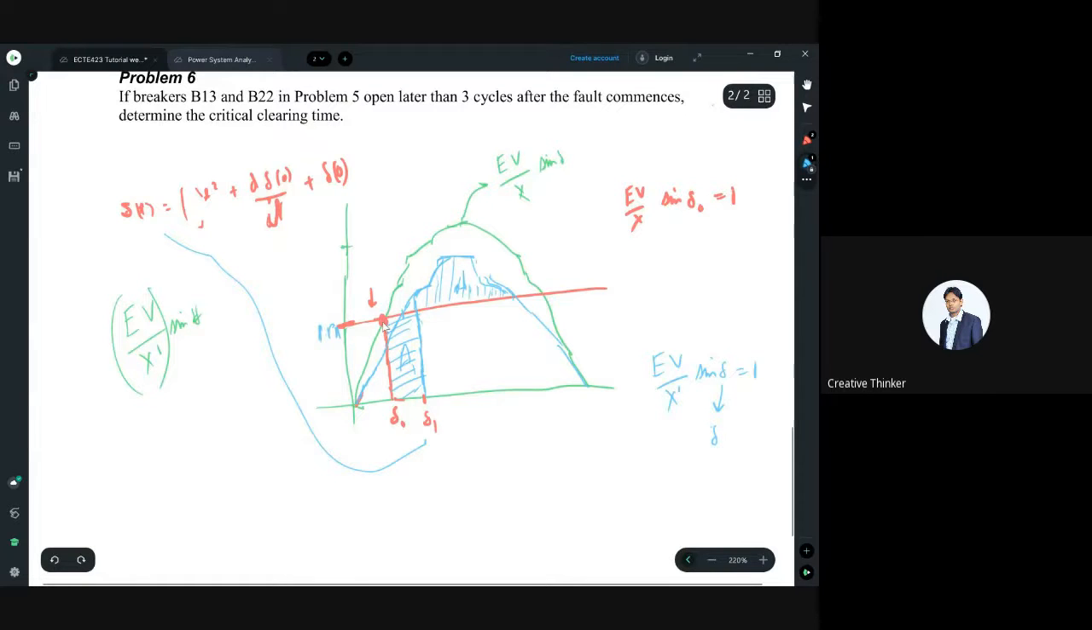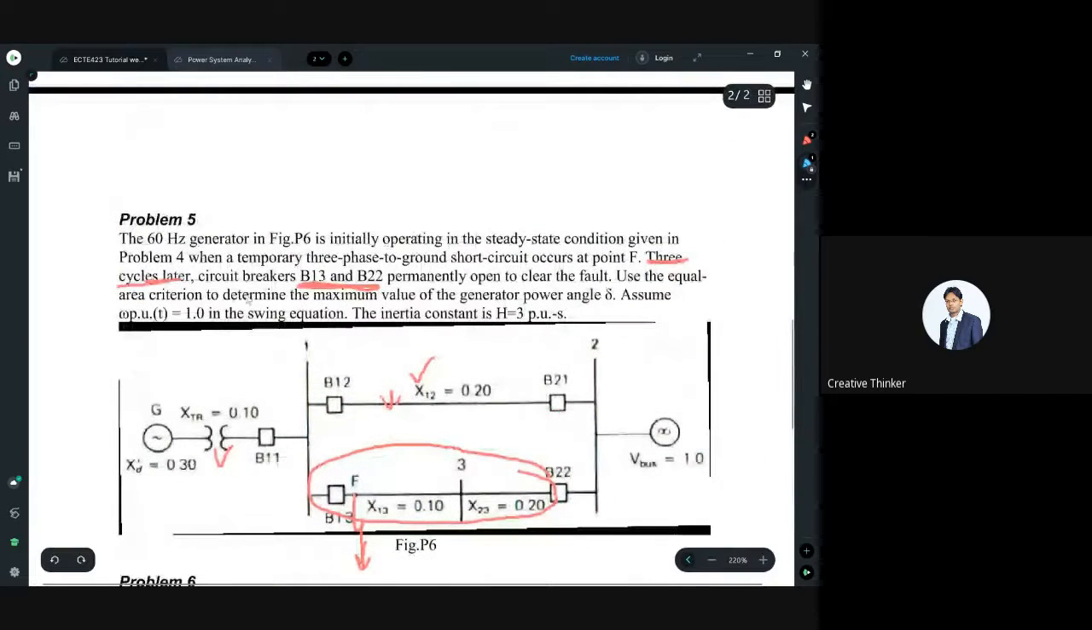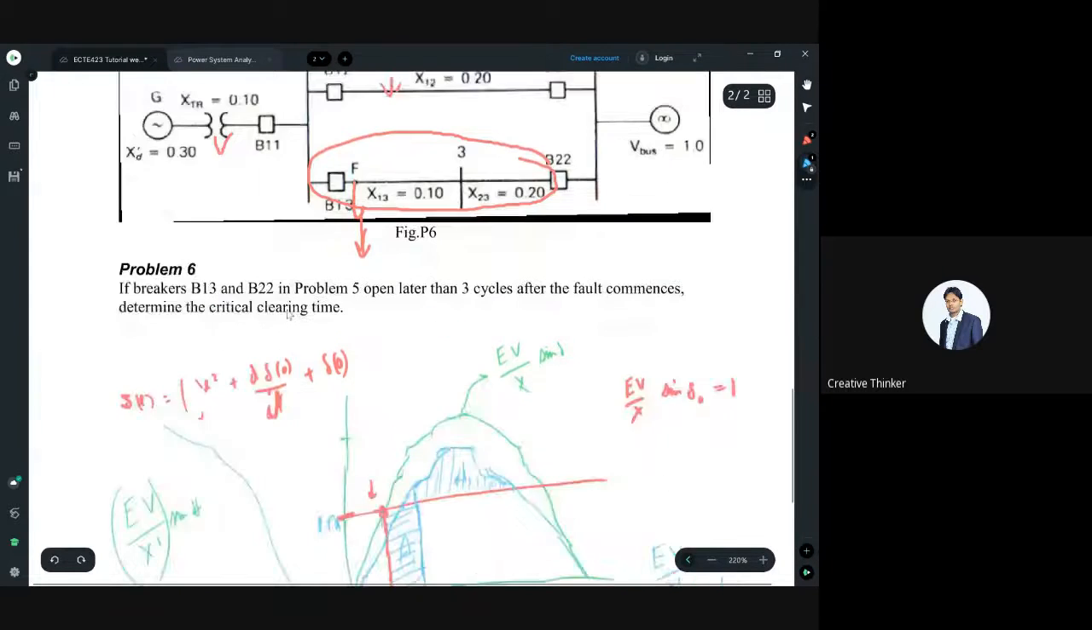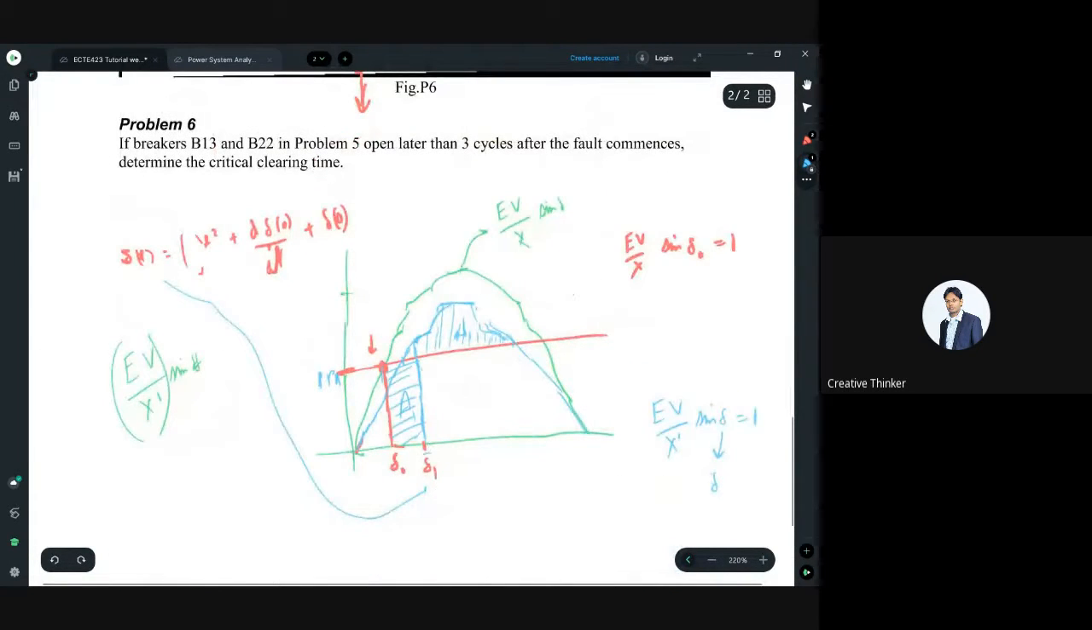At this point is the initial pre-fault point. During fault point is this, up to here. Now the question is telling that the fault is there for 3 cycles. So you have to calculate delta 1 by that method. What will be the delta after 3 cycles according to that equation? After calculating delta after 3 cycles, at the 3 cycle the fault gets cleared.